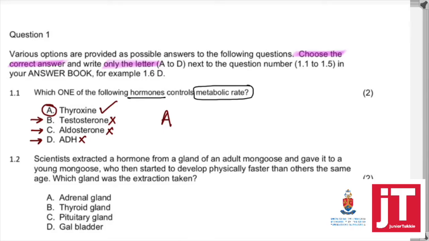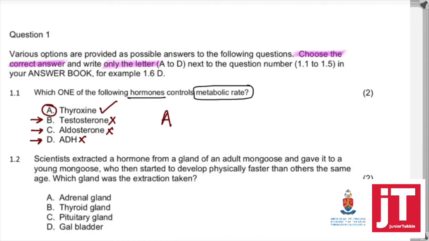And we know that testosterone is from the testes. It is a hormone, but it has a role to play in male development and the development of secondary sexual characteristics in males. Aldosterone is secreted by the adrenal glands, and that has a role to play in the balance of sodium in the body. And ADH has a role to play in osmoregulation, so water balance within the body as well. So there we can be confident with our selection A for question 1.1.